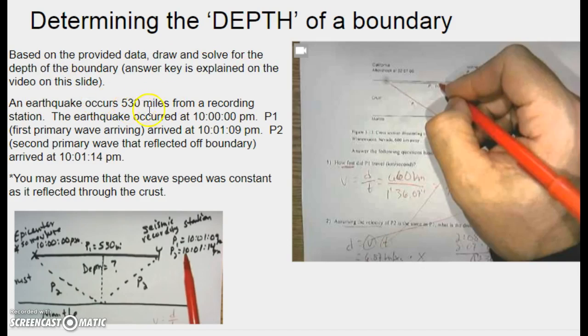An earthquake occurs 530 miles from a recording station. The earthquake occurred at 10 p.m. The primary wave, or the first primary wave, arrived at 10:01:09 p.m. The second primary wave that reflected off of the boundary arrived at 10:01:14 p.m. You may assume that the wave speed was constant as it reflected through the crust. Here's a drawing that will coincide with what is written here, and here is where I will show you how to solve it, and I'll walk you through it.